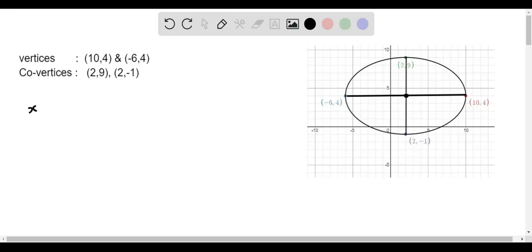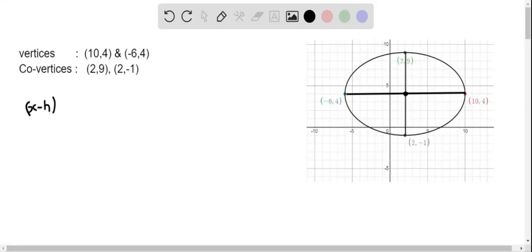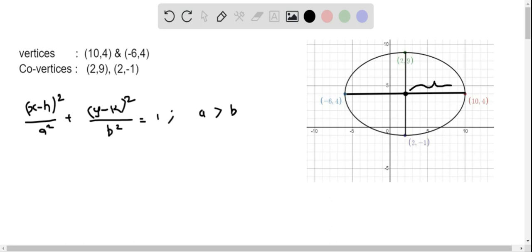The standard equation of an ellipse is (x minus h) quantity squared over a squared plus (y minus k) quantity squared over b squared equals 1. We utilize this standard equation when a is greater than b, where a and b are the lengths of the semi-major axis and semi-minor axis. Let me show the a and b in this diagram. So this length is basically a and this distance is basically b.